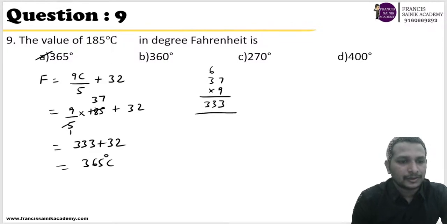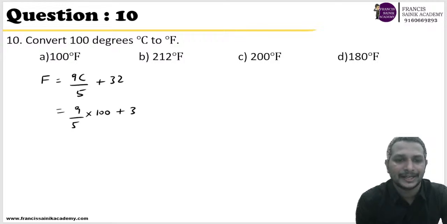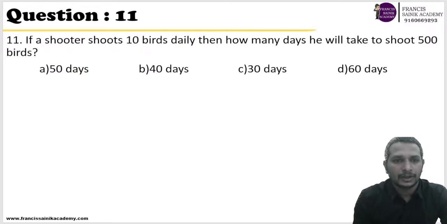Next, let's see the next question. Here also they're asking to convert degree Celsius to Fahrenheit. Degree Celsius to Fahrenheit means here also I need to use the above formula, F equals 9C by 5 plus 32. They gave it as 100, plus 32. 5 ones are 5, 5 twenties are 100. 9 into 20 becomes 180, plus 32. We get the answer as 212 degree Fahrenheit. Option B. Okay.